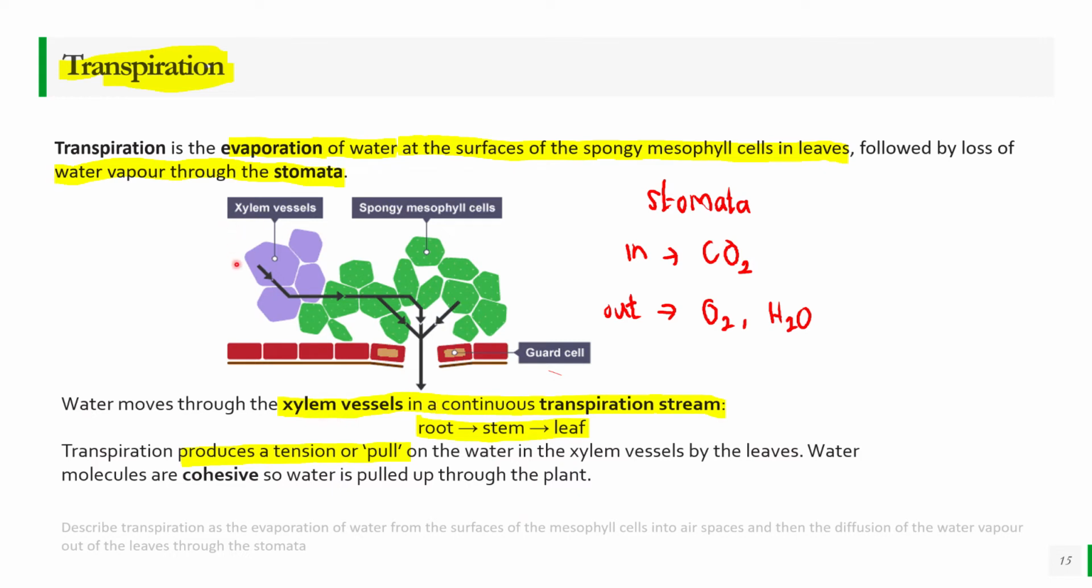Since it's a stream, like I explained earlier, it produces a tension or pull on the water in the xylem by the leaves, because the water will be consistently leaving. So it will always be coming out. So if you look in the early morning, at dawn, you will have dew. Most of the dew comes from transpiration of leaves. Even though at night the stomata become small, there is still some water coming out. So that's why there was dew earlier. Alright, so we're done with transpiration.